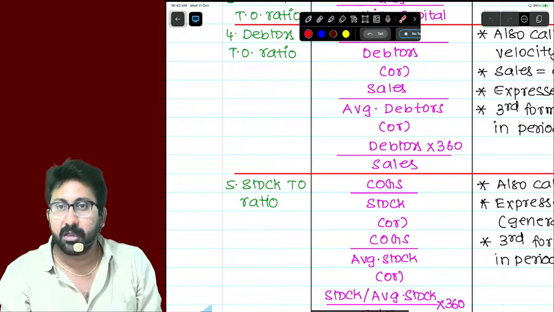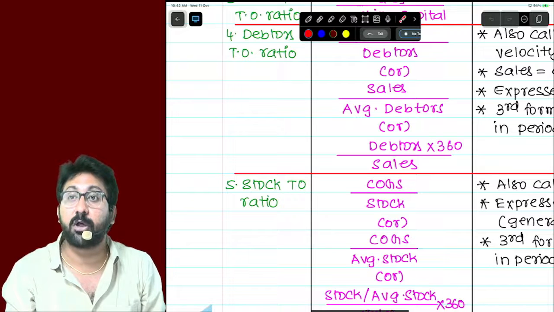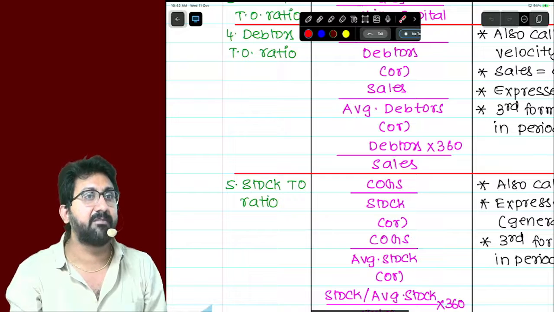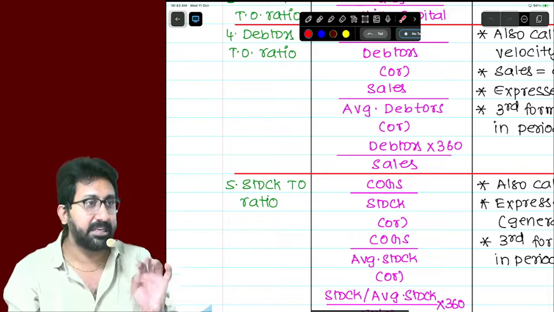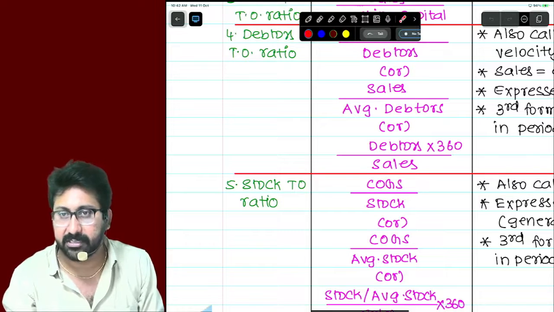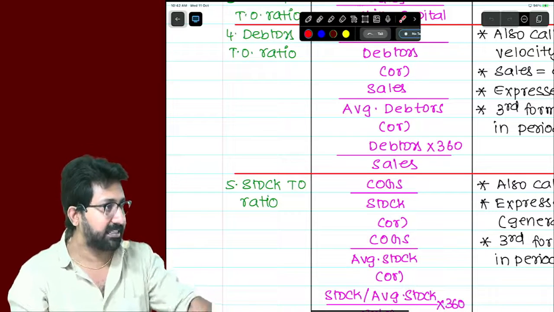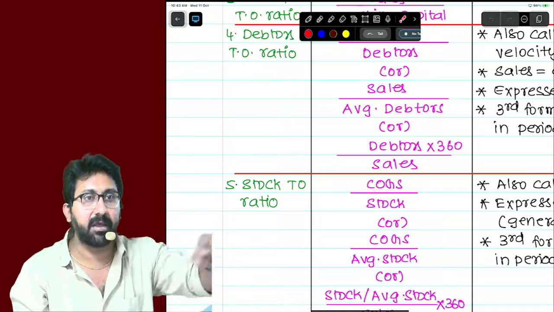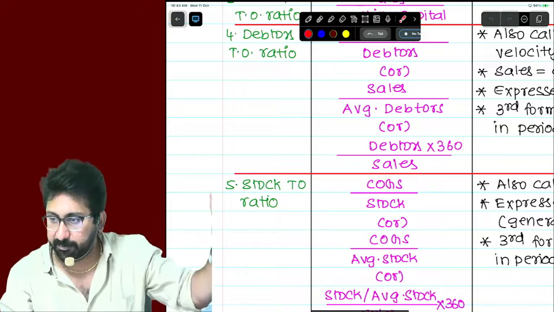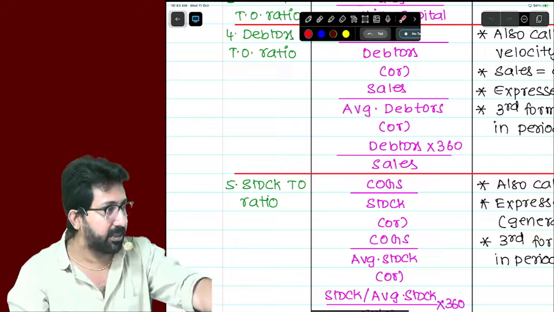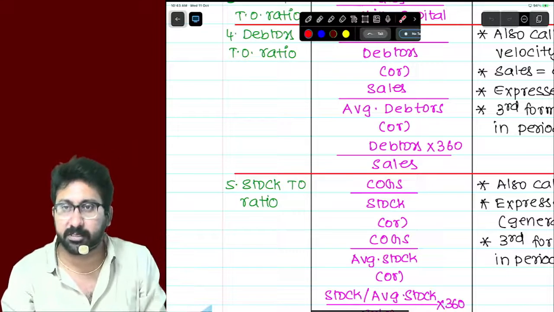Next, if you want to know the debtors velocity, which one? Velocity means within what time we are collecting back money from them. There is a formula. What is the formula? Debtors by sales into 360. Why we should do like that, I will also tell you later. We will discuss when the problem comes. This formula alone, don't ask me now. There is a problem on that. At the time with numbers I will explain much more clearly.